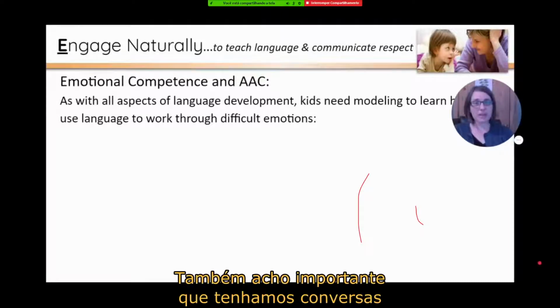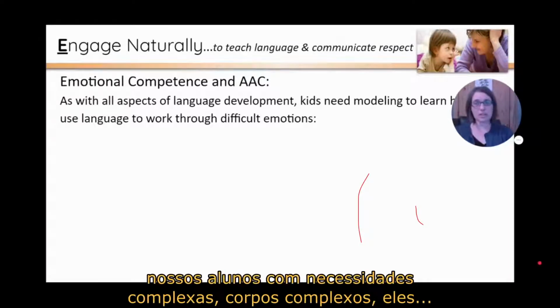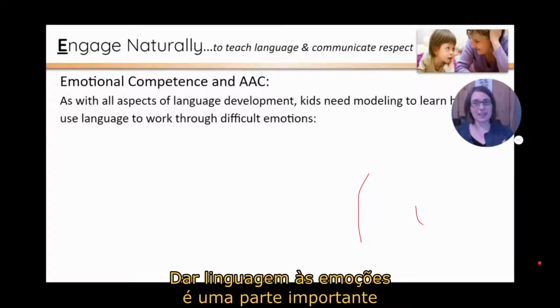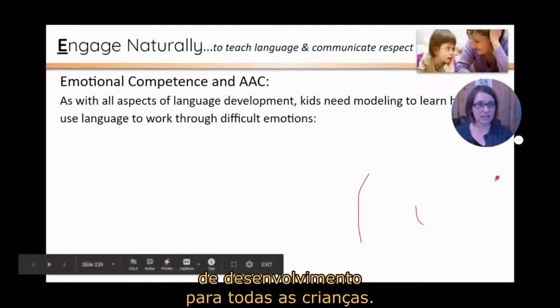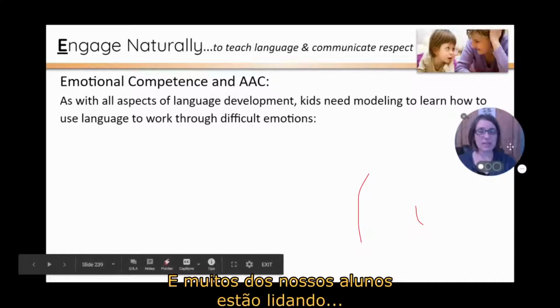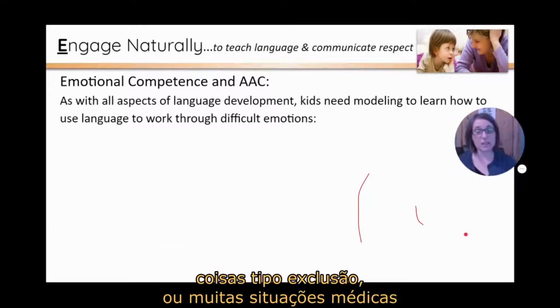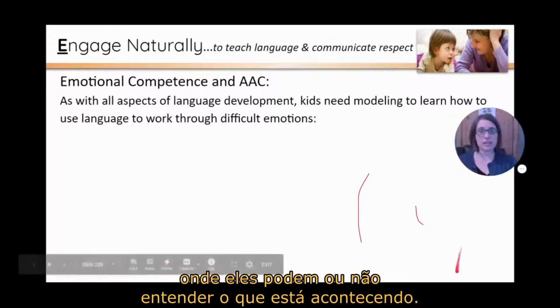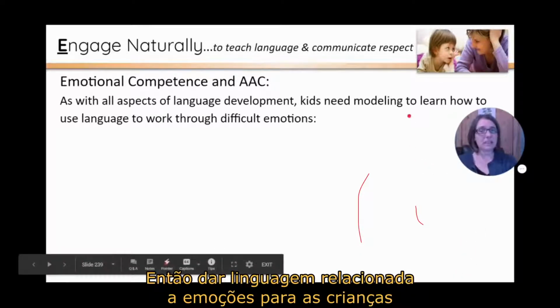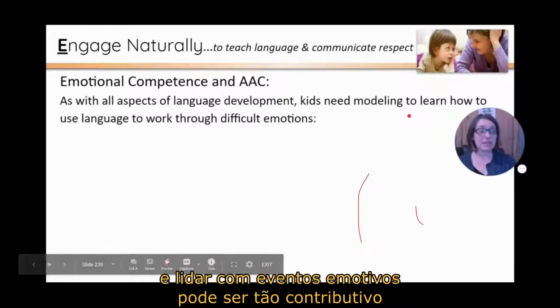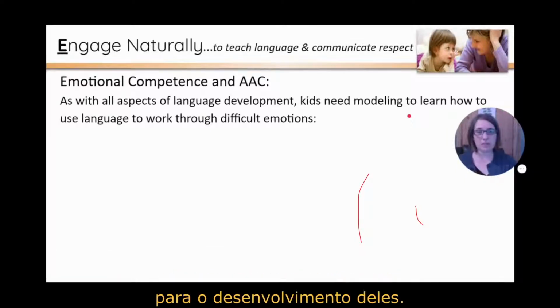I think it's also important that we have conversations about emotional competence. Our students with complex needs, complex bodies, giving language to emotions is an important part of development for all kids. And many of our students are dealing with perhaps things that are even more weighty, things like exclusion or lots of medical situations where they may or may not fully understand what's happening. So giving kids language related to emotions and dealing with emotive events can be so instrumental in their development.